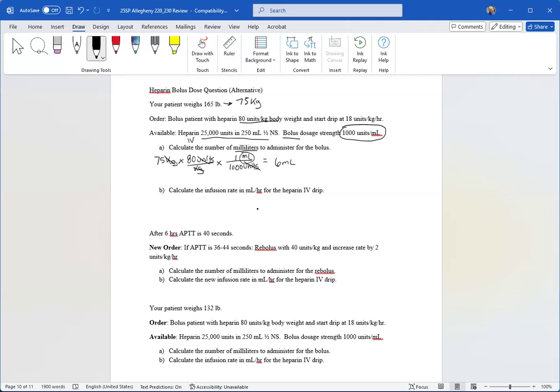Infusion rate. So we have the same patient, same weight. This time I'm going to multiply by the order, which tells me to start a drip at 18 units per kilogram per hour. So 18 units per kilogram per hour. Kilograms gone. I'm in units per hour, but we're looking for ml per hour. So again, I need to convert units to milliliters.